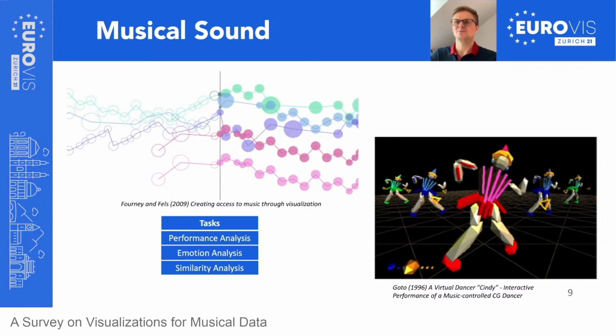The next kind of data is about musical sounds. In contrast to the prior one, the focus lies on sound features like pitch, loudness, tempo, and timing. Sources for such data are either live recordings or audio files. Typical tasks for this kind of data are the analysis of performance, of emotion, or similarities between songs or performances.